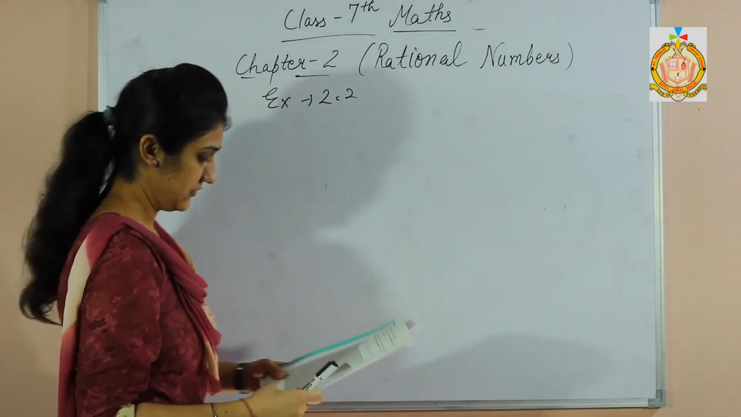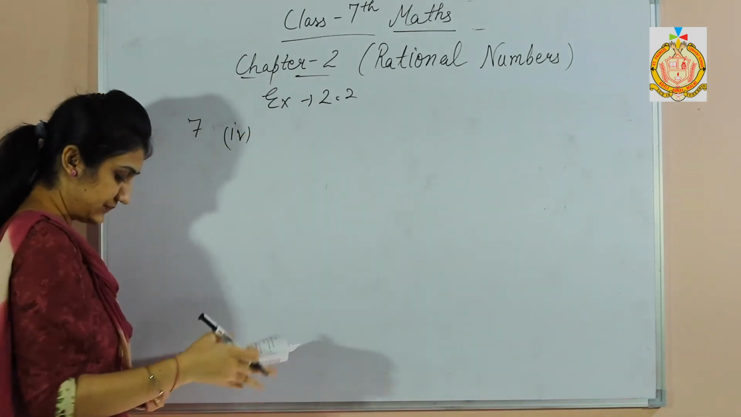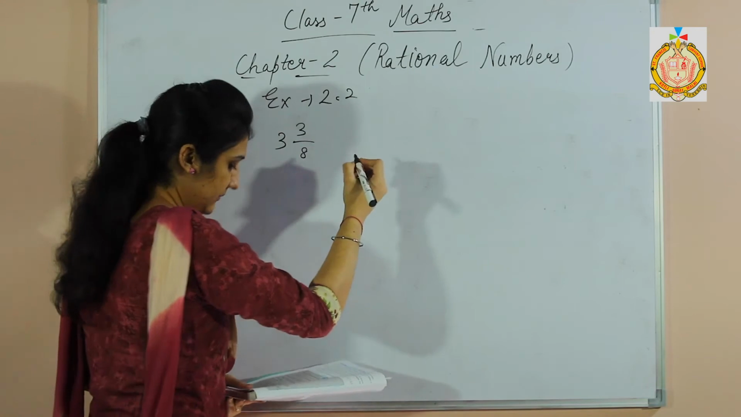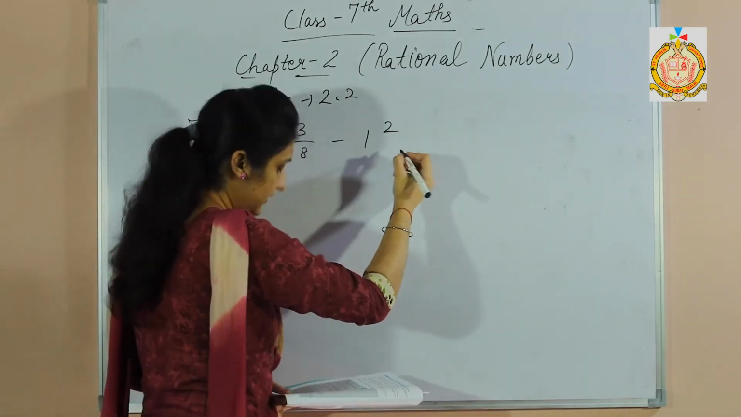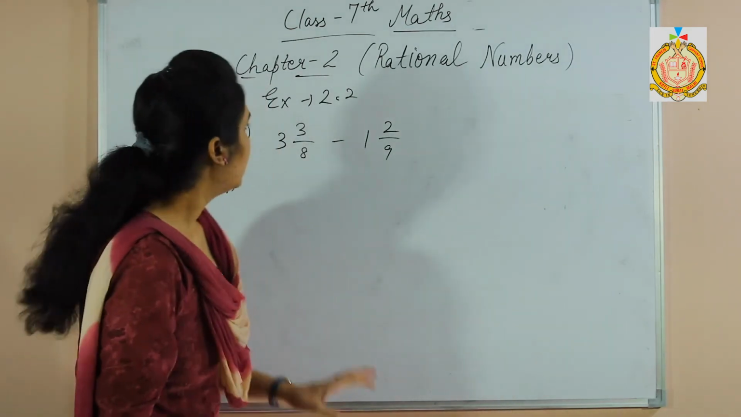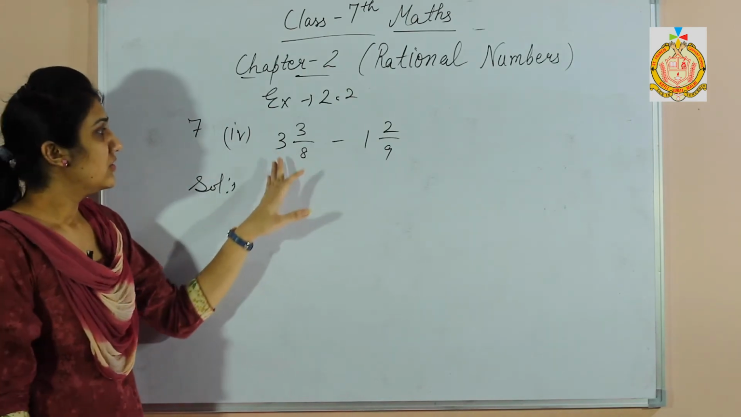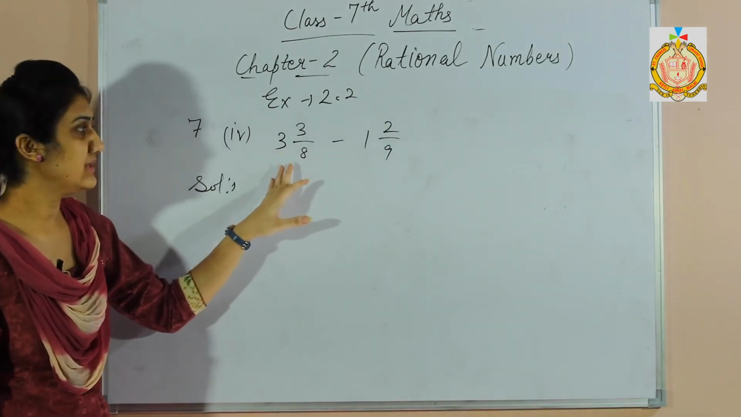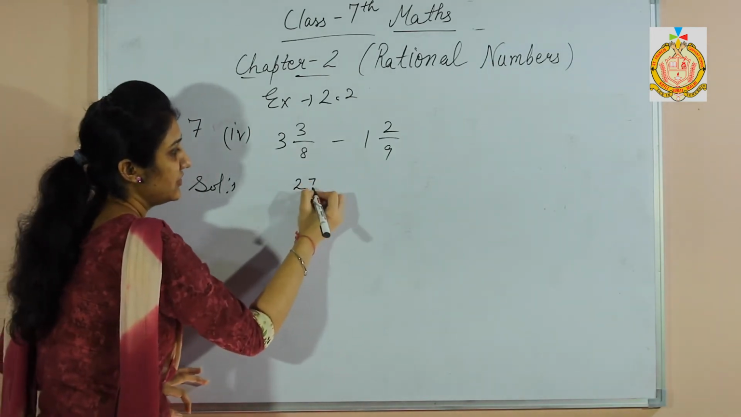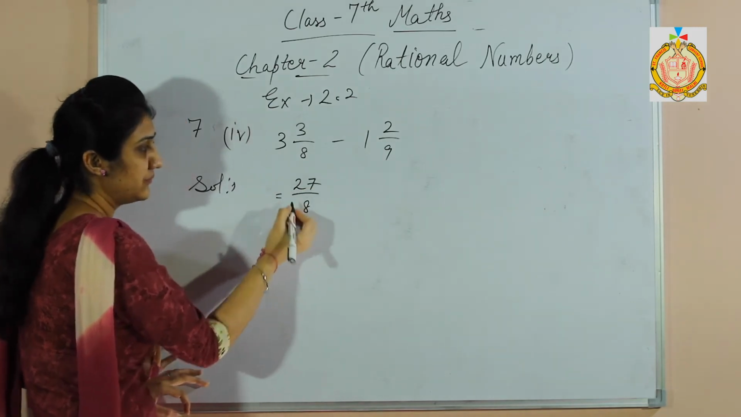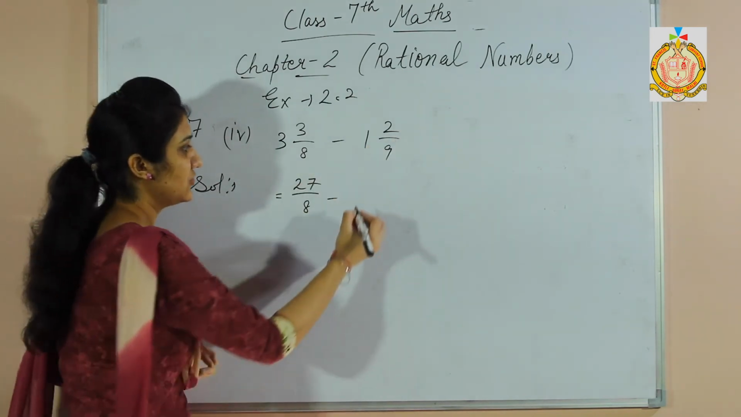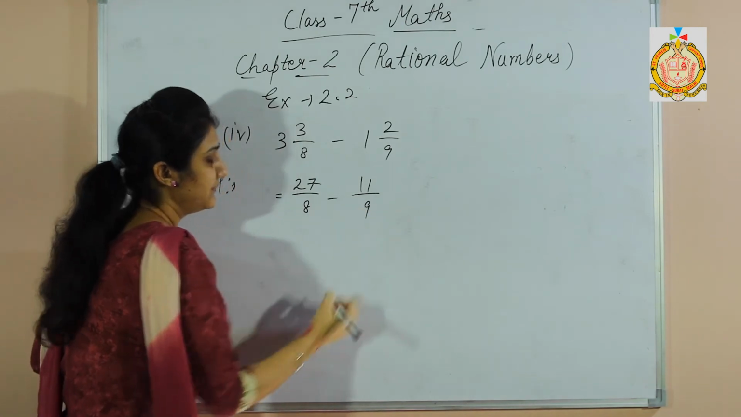Next one is the 4th sum of the 7th part. 3 by 8 minus 1 2 by 9. Now student, this is given in the mixed fraction. First convert these to simple fractions. 8 into 3 is 24, 24 plus 3 is 27. So here we can write 27 upon 8 minus, here 9 into 1 is 9, 9 plus 2 is 11. So you can write 11 upon 9.